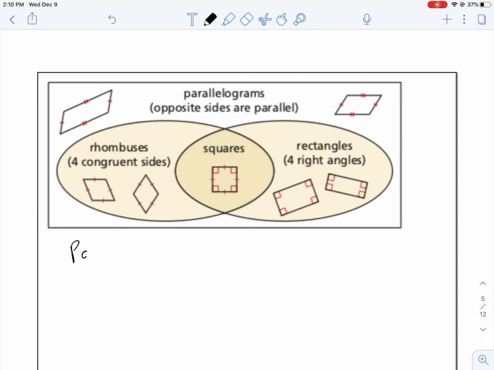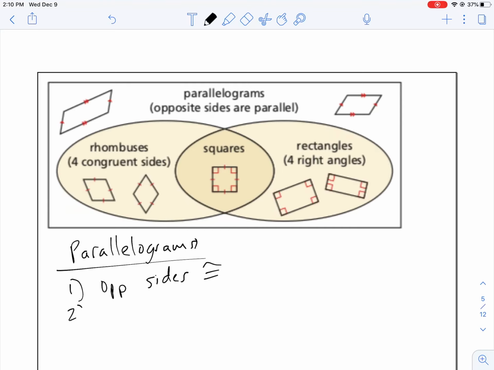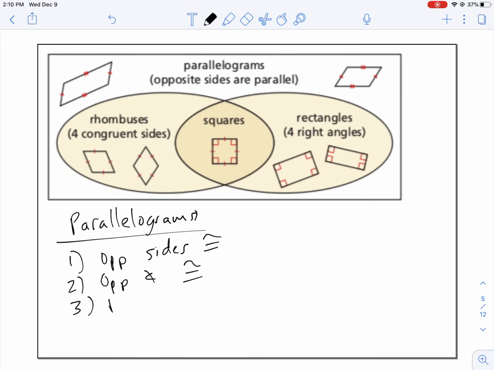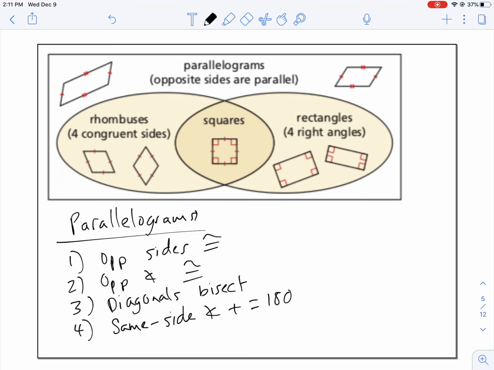And as we talked about earlier, don't forget, parallelograms have 4 properties. Opposite sides are congruent. Opposite angles are congruent. Diagonals bisect. And same side angles add to 180. So all of these, the rhombus, the square, and the rectangle, also have these 4 properties. So as you can see, this is starting to be a lot of properties that we have to remember. So it's probably a good idea every time you see one of these shapes, you go ahead and mark the picture with the properties that we know.